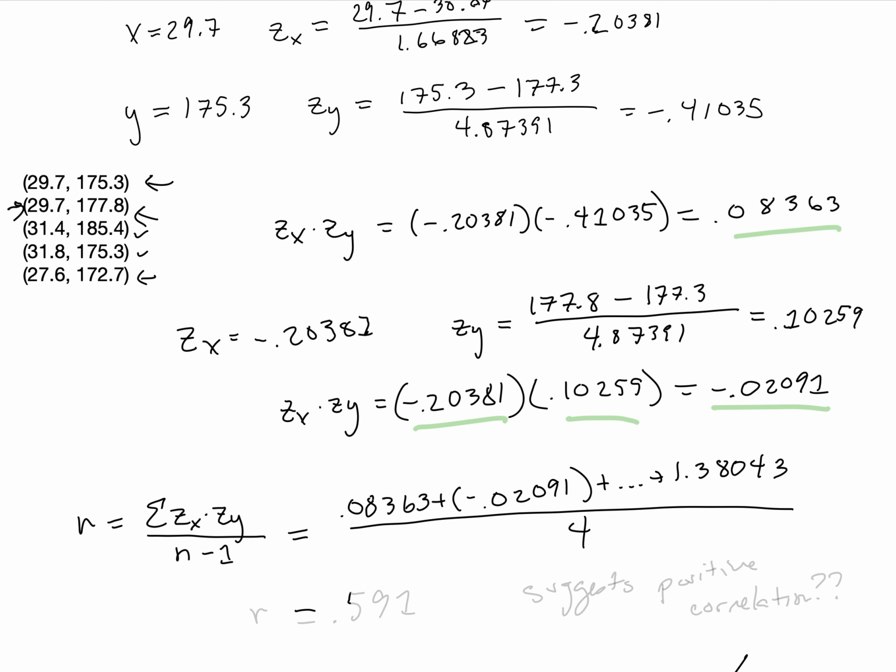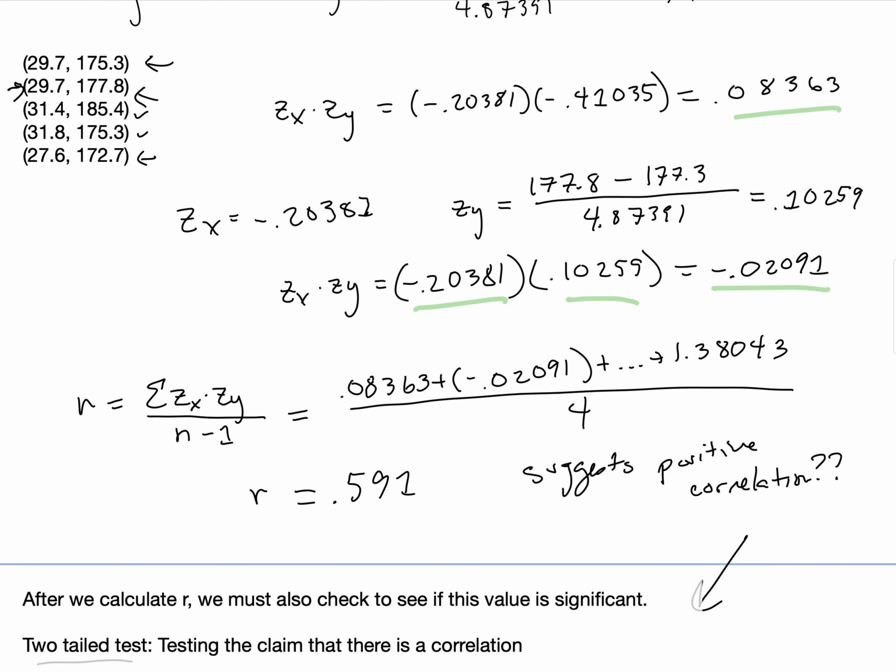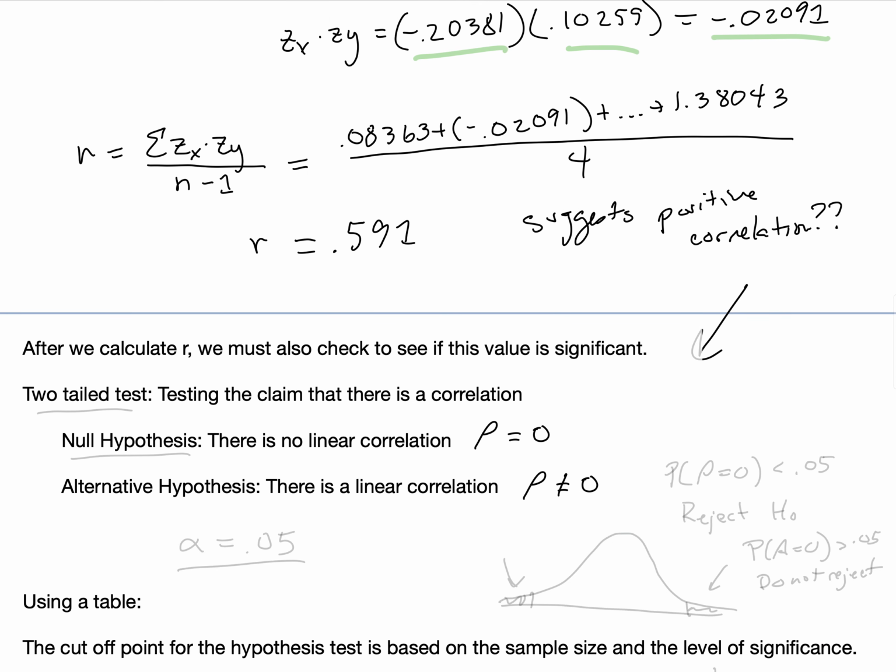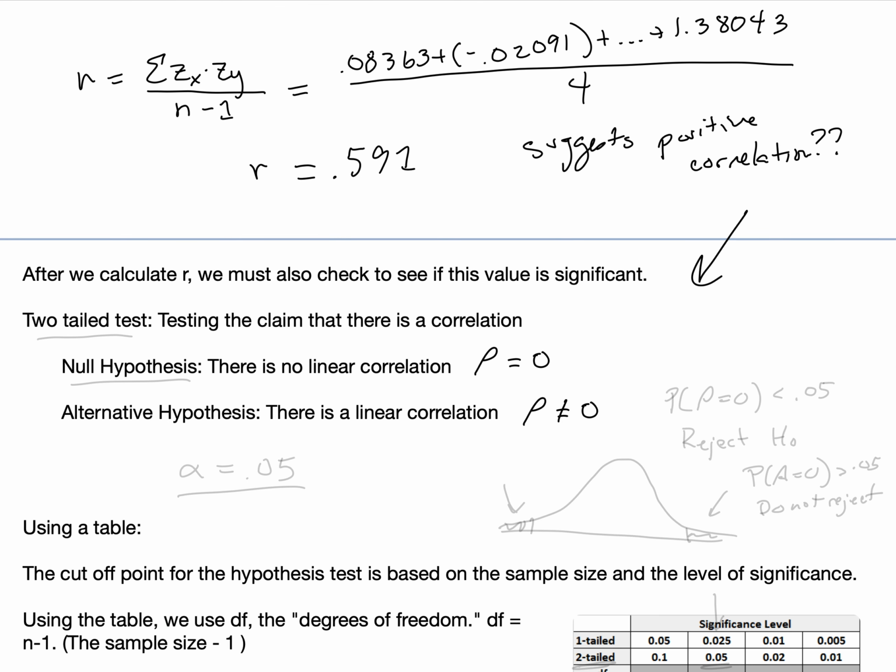And when we calculate that out, we'll get R is equal to 0.591. So this suggests a positive correlation, but have we proved it? At this point, no. So what we still need to do is we still need to check to see if this value is significant, and we do this with hypothesis testing.